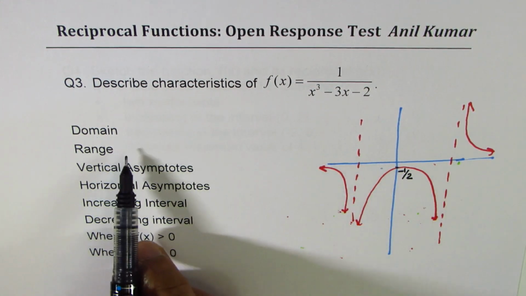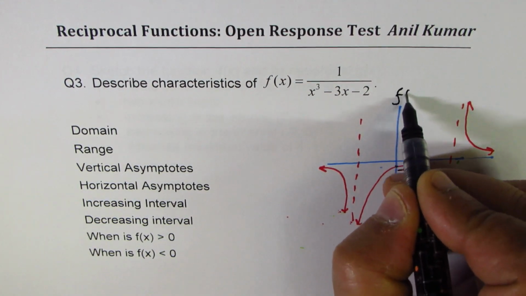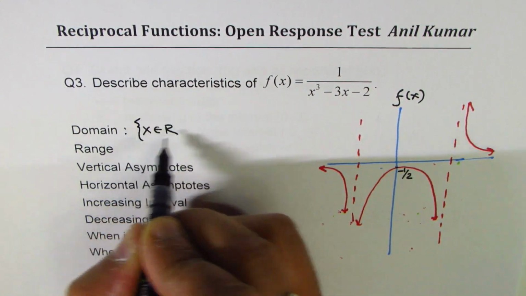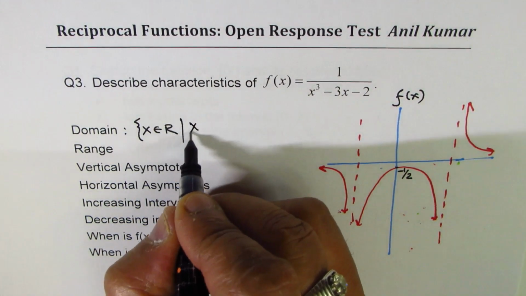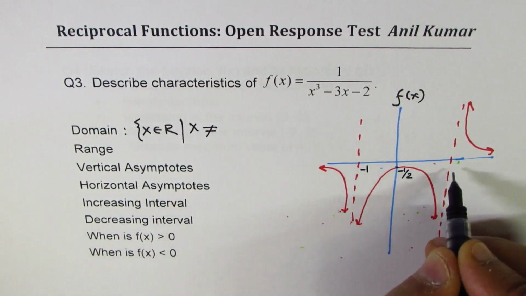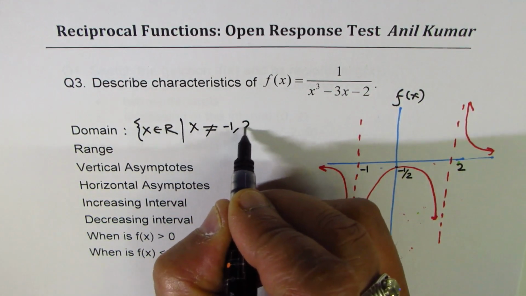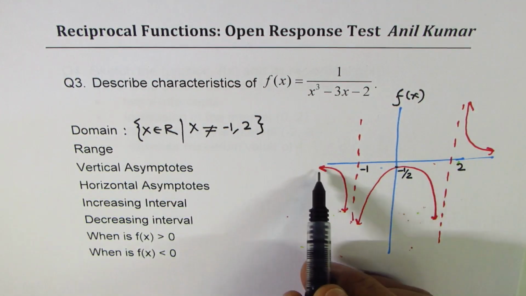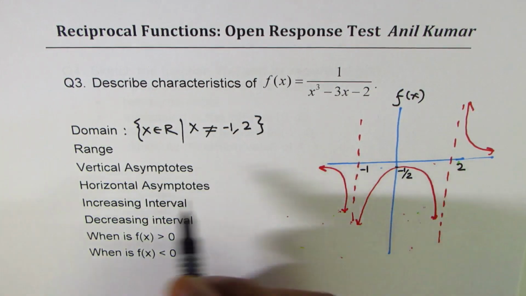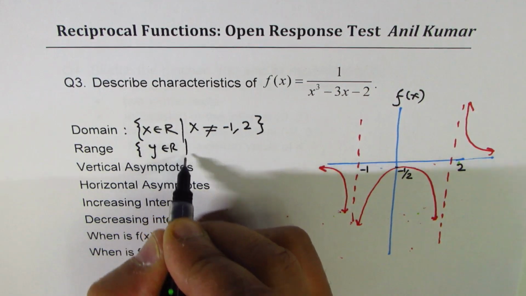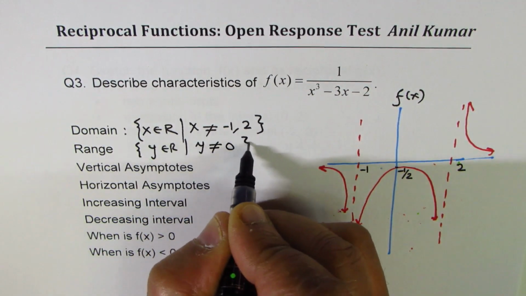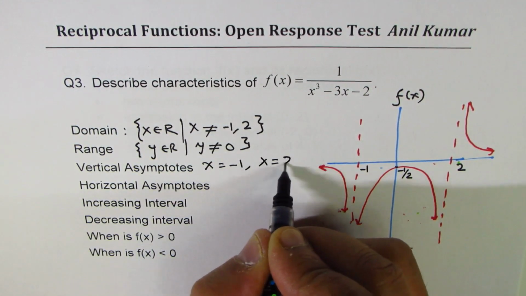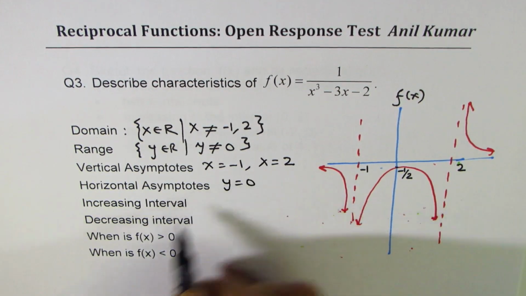Now let us write down all the characteristics of the function f of x. Domain: x belongs to real numbers, where x is not equal to the asymptotes at minus 1 and 2. Range: we have all the values except for 0. So y belongs to real numbers, but y is not equal to 0. Vertical asymptotes at x equals minus 1 and at x equals 2. Horizontal asymptote is y equals 0.